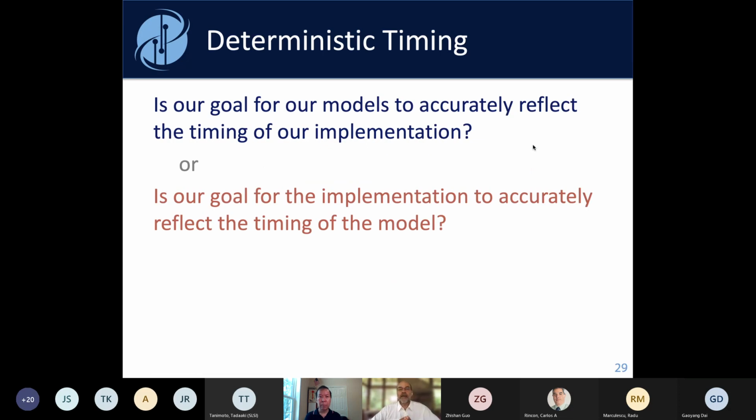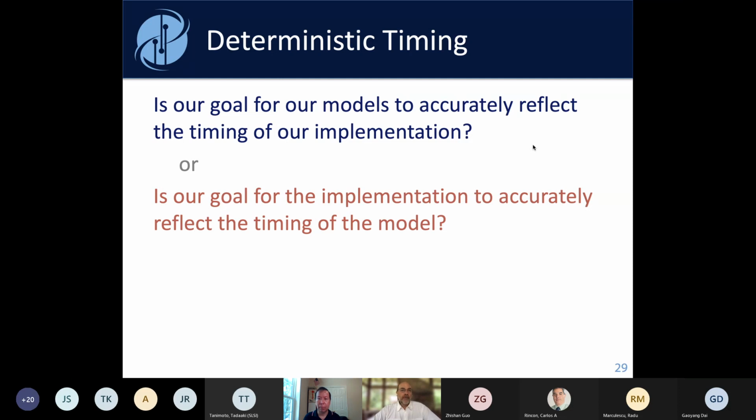Well, is the goal of our model to accurately reflect the timing of the implementation? All too often in real-time systems, this is what I see people doing. They try to make the model accurately reflect the timing of the implementation. I'll tell you a little story. I got approached by a large industrial automation company. I won't mention which one, but they had simulation models for their industrial automation systems, and they were finding that they were not really accurate enough. And they had identified that the problem was that their simulation models weren't accurately enough predicting the timing behavior of the microcontrollers in the system. So they came to me saying, can you help me improve the accuracy of our modeling of the timing behavior of our microcontrollers? And I said, no, I can't help you with that.